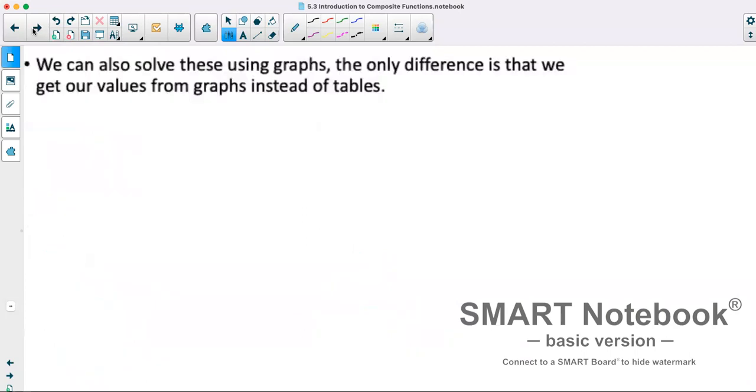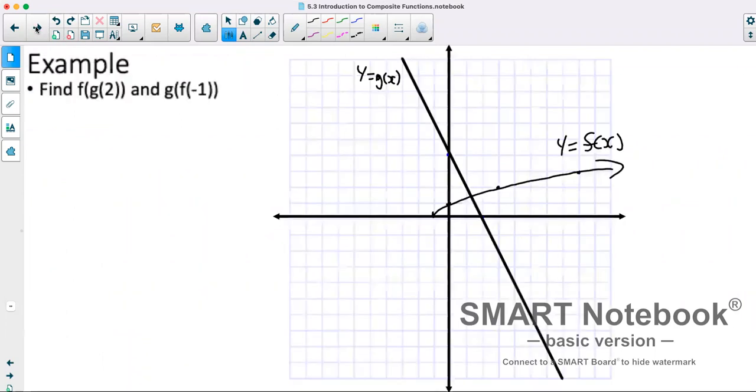We can also utilize graphs to solve these. The only difference is we get our values from the graphs instead of tables of values. For example, here we have f of x is a square root function, while our g of x is a linear function. We want to find f of g of 2 and g of f of -1.